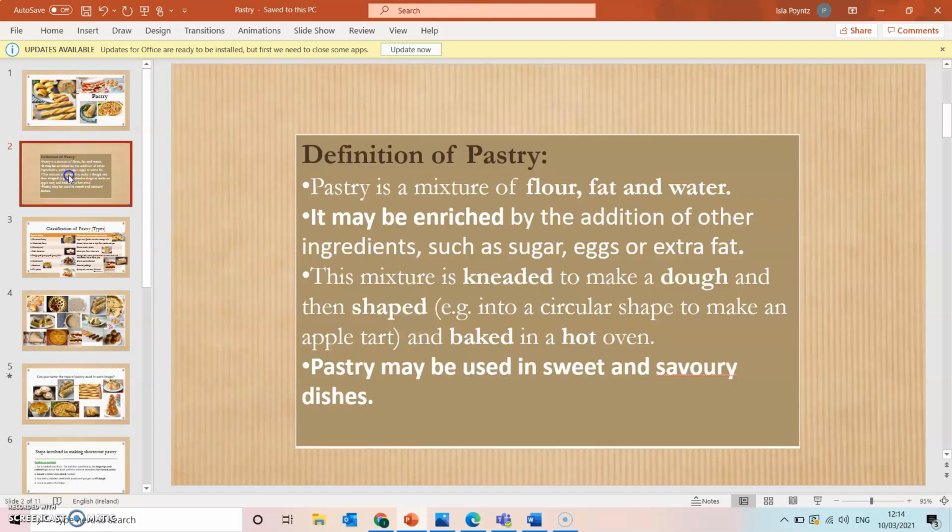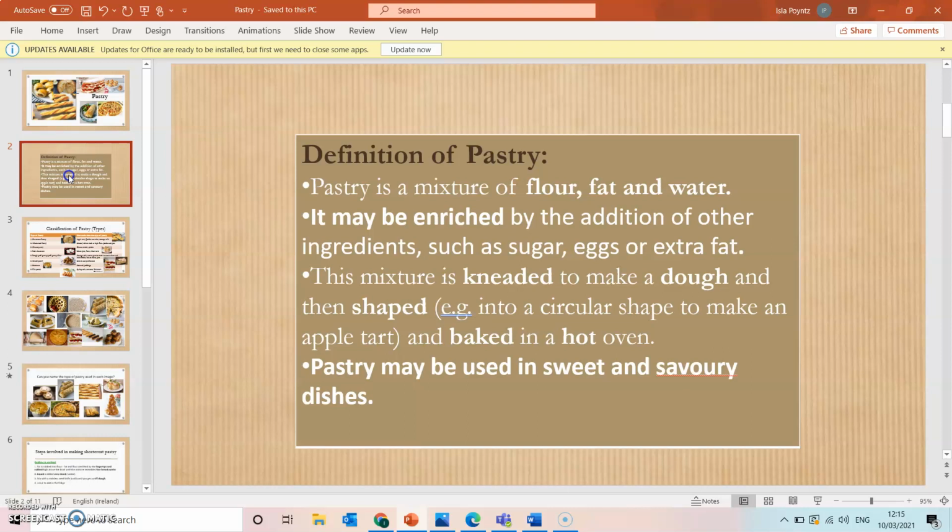So what is pastry? Well, basically, it's a mixture of flour, fat, and water. Flour, fat, and water. That's basically what it is. And we generally use plain flour to make pastry. So, if a recipe says for making sausage rolls or for making apple tart or something, you need 200 grams of regular short crust pastry. That's the most regular pastry that you can make.